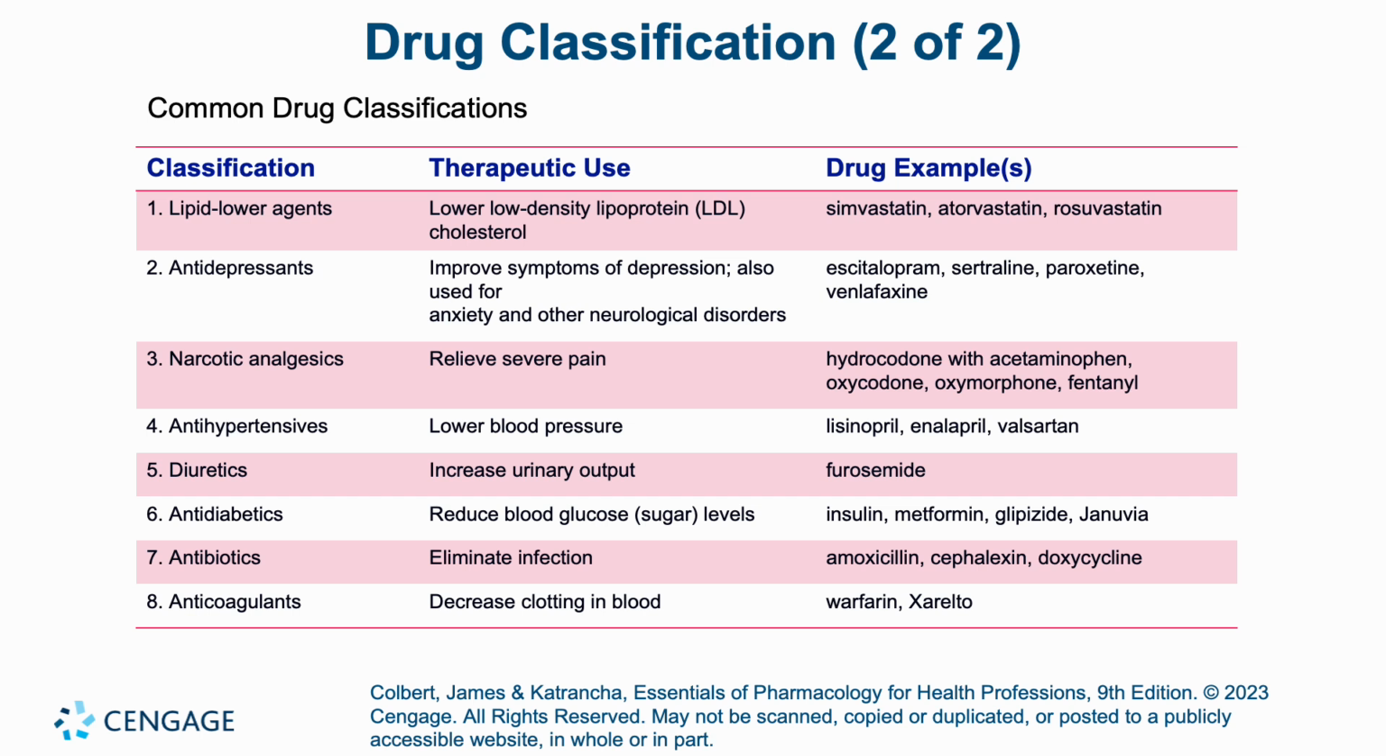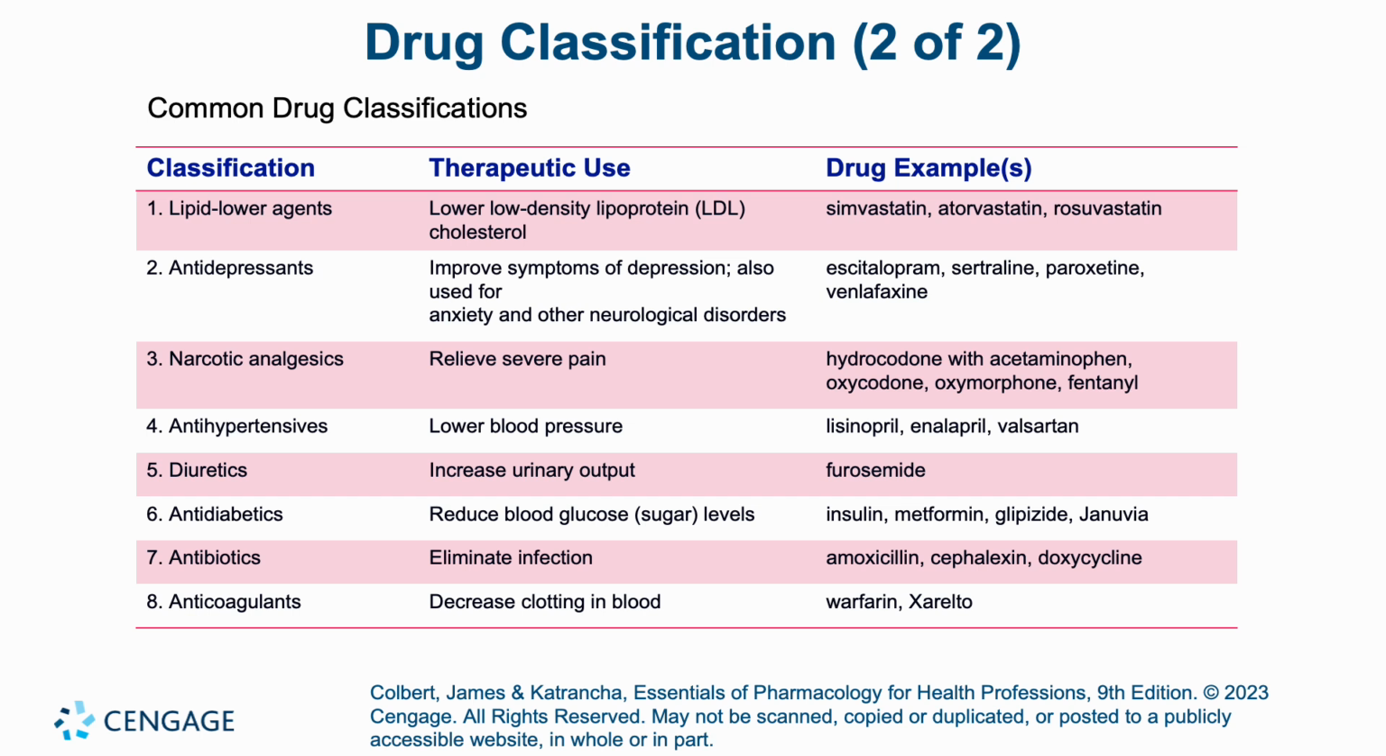Classification number 6, anti-diabetics. So again, diabetics, diabetes, the blood sugar is too high. Anti-diabetics is going to lower the blood sugar. So that's the therapeutic use, is to reduce blood sugar levels or blood glucose levels. We will say blood glucose in the healthcare field, but it's essentially a sugar that the body uses for metabolism. Some examples of anti-diabetics are insulin, metformin, glipizide, and Januvia.